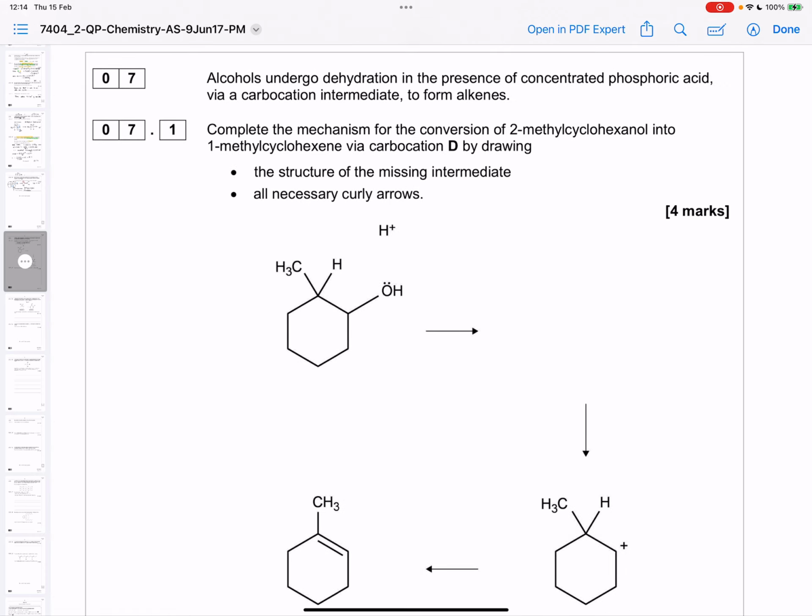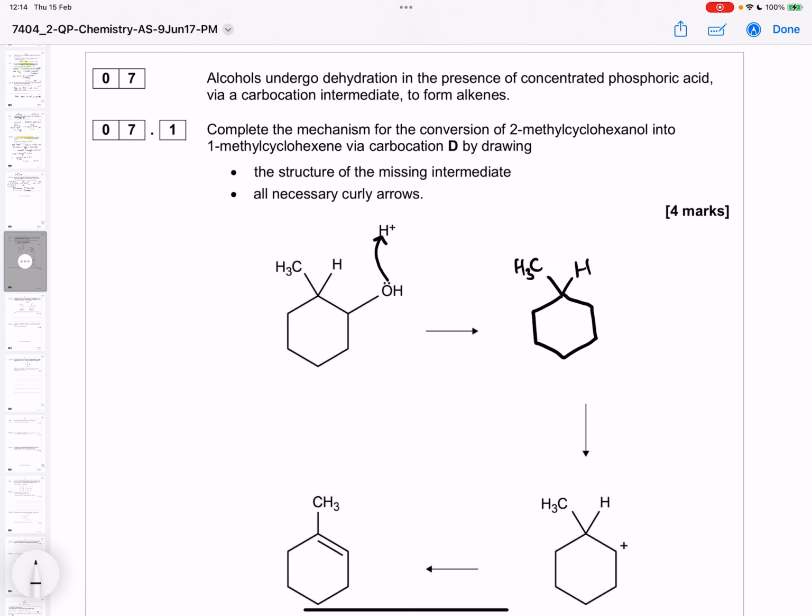So they've helped us out here because they've put a lone pair on this oxygen and they've shown us that proton from the phosphoric acid. So that's our first mark. Let's draw what that leads us to. We haven't done anything to this CH3, we haven't done anything to this H. What we've done is added an extra hydrogen onto this oxygen. As a result, this oxygen's become positive. So that's our intermediate.